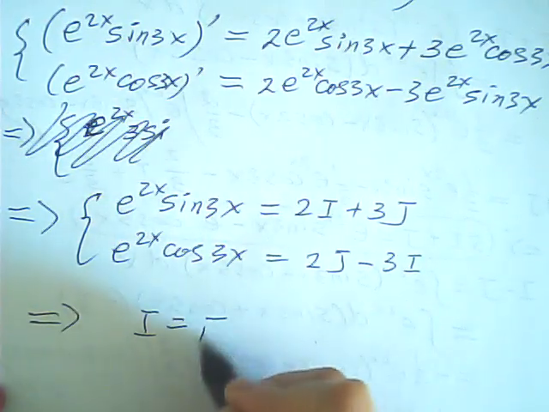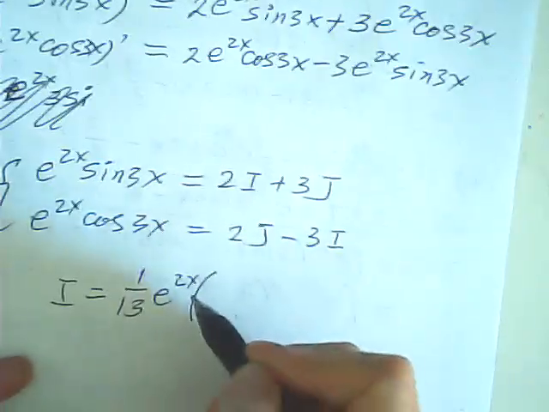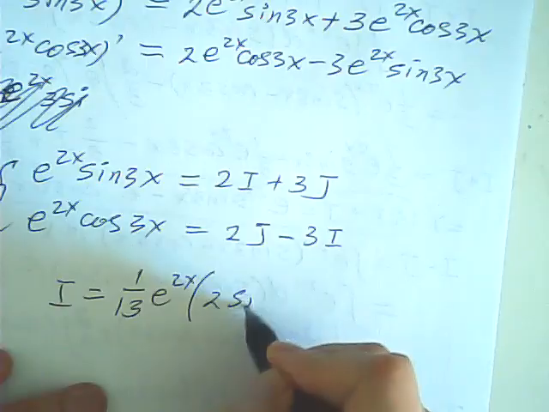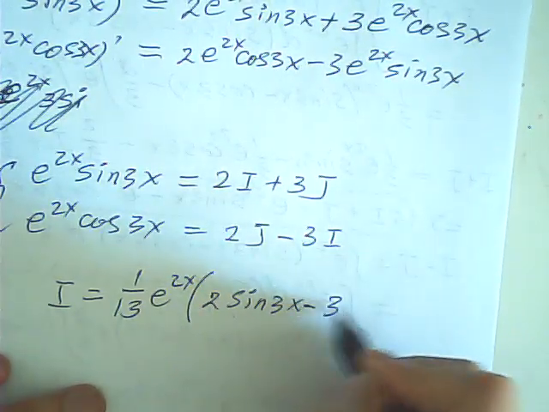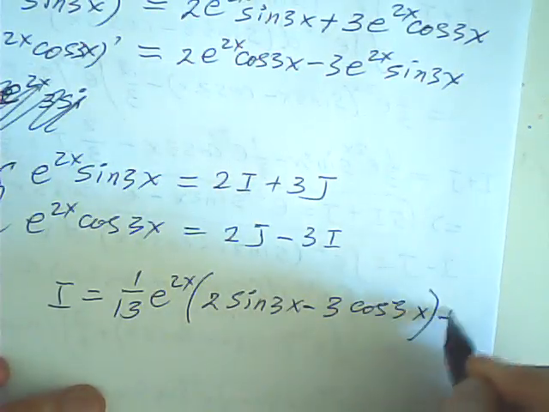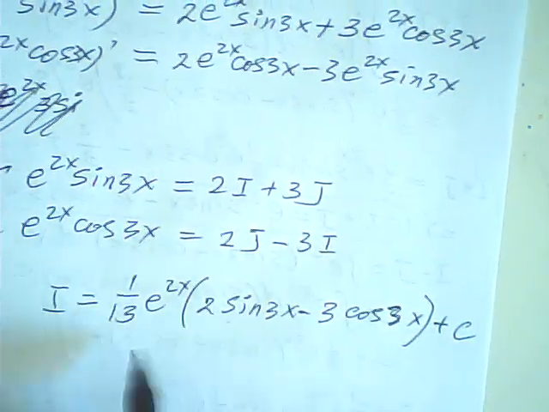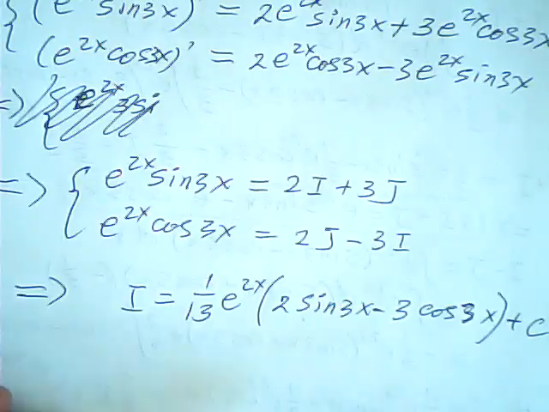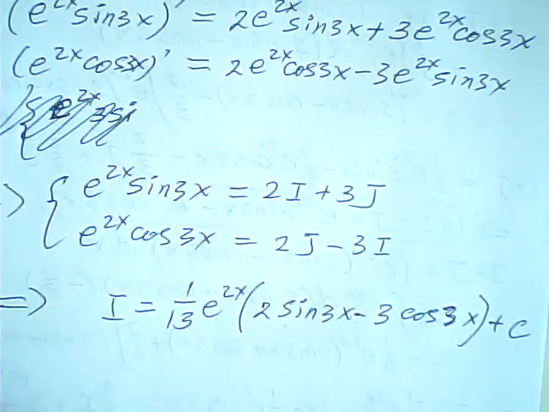I is equal to 1/13 e to the 2x (2 sine 3x minus 3 cosine 3x). So that is done by the third method. I think this method is very good. Very good.